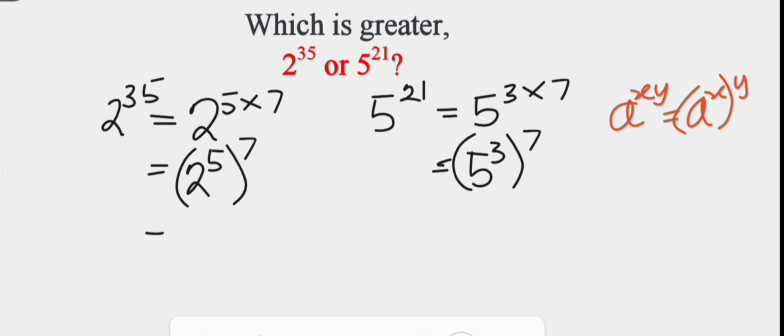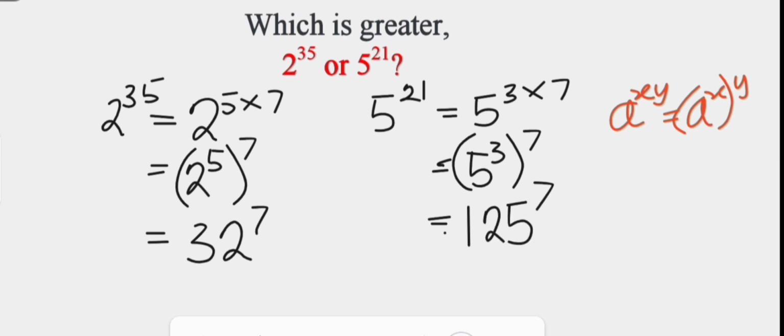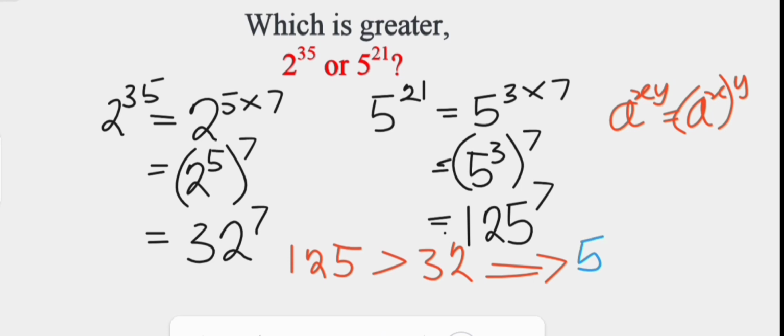Then 2 raised to power 5 is 32, so we have 32 raised to power 7, while 5 raised to power 3 becomes 125, and that's raised to power 7. The aim has been achieved, and the aim is to express each power to the same exponent. Now that we have the same exponent, we then look at 32 and 125. Since 125 is greater than 32, then it implies that 5 raised to power 21 is greater.